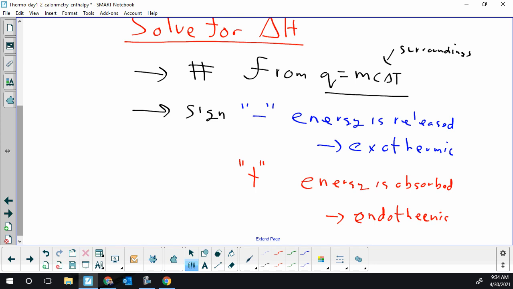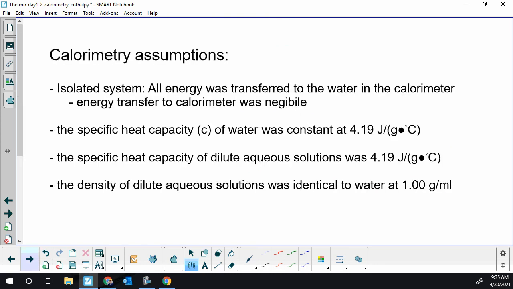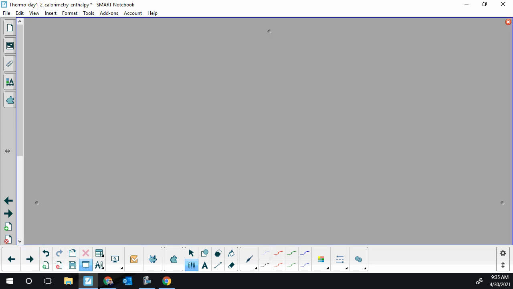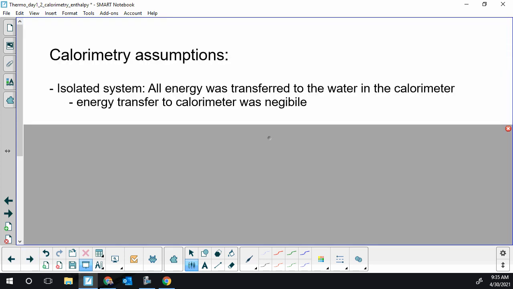We may have solutions, dilute aqueous solutions, and how are we going to deal with it? What if we have 1 molar hydrochloric acid, 1 mole per liter? Well, the solvent is water, but it's not entirely water. There's a few assumptions that you're going to have to use to solve test questions.